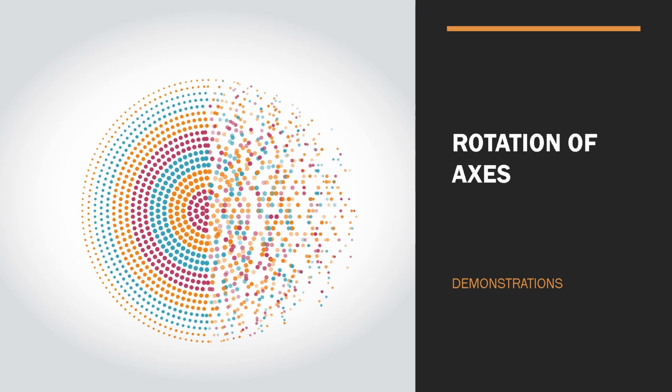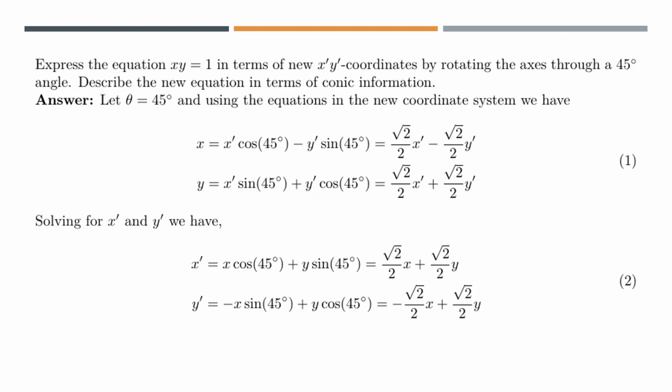Rotation of axes. In this slideshow we'll have several demonstrations detailing the arithmetic associated with rotation of axes. In our first example, we will express the equation xy equals 1 in terms of new x prime y prime coordinates by rotating the axes through a 45-degree angle. And then we will describe the new equation in terms of conic information.